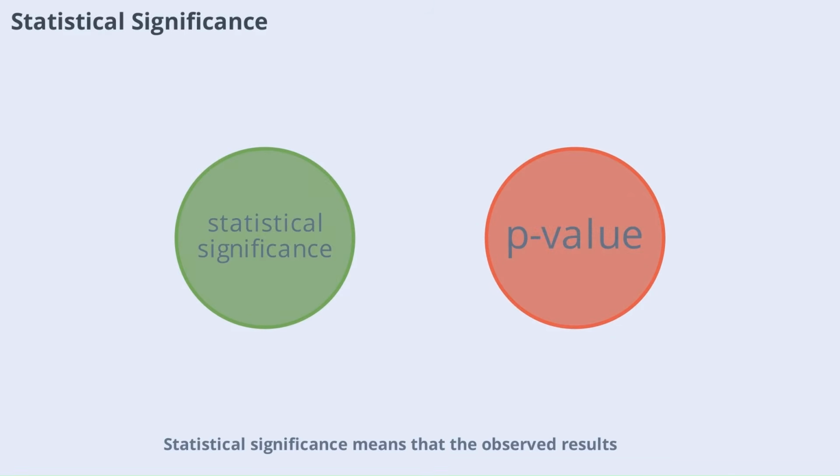Statistical significance means that the observed results are unlikely to have occurred by random chance, given the null hypothesis is true. When the p-value is less than or equal to the significance level, we say the results are statistically significant. This doesn't guarantee practical importance, but it does suggest that the effect is real and not just a fluke. Always interpret statistical significance in the context of your research question.